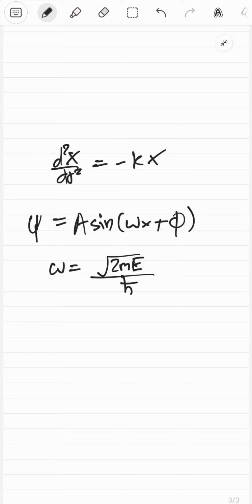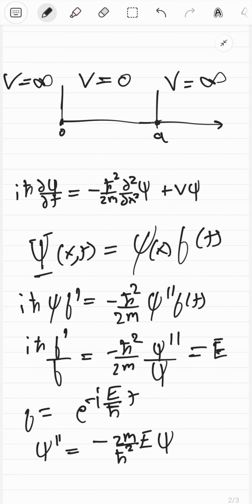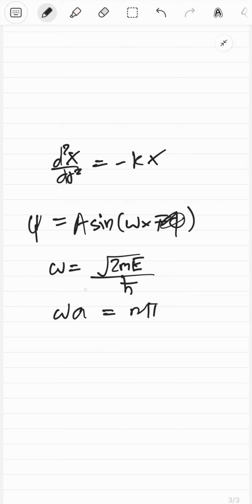But now that we have this, we can use the boundary conditions and say, okay, psi has to be necessarily 0 at x equal to 0, because you require the wave function to be gone, basically. But also, omega a should be equal to n pi, n is some integer, so that it's also 0 at this position, right? Now omega is this stuff, obviously, so you have square root of 2me upon h bar a equal to n pi, and from that you get some nice things.